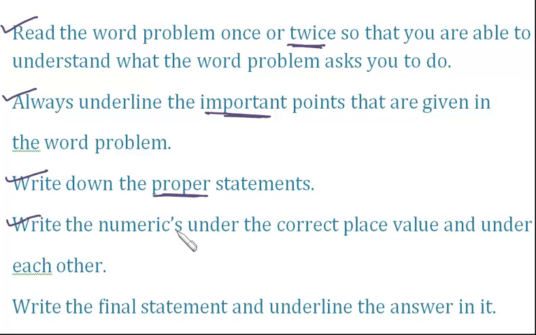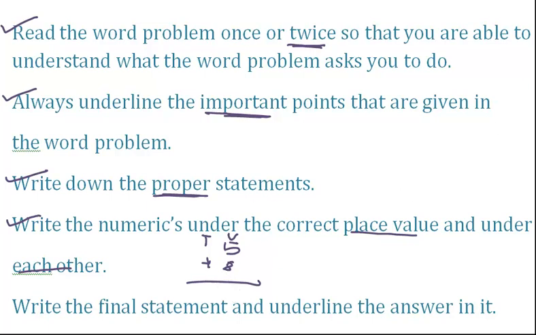Write the numerics under the correct place value and under each other. This means that, as I said, suppose we have 5 plus 8. Now first always write tens and units, and under units 5 and 8 should come. So when you do this, you're supposed to also have the units under the units digit, so that you don't make any sort of mistake while you add them.